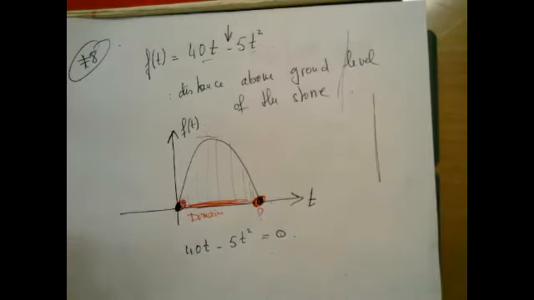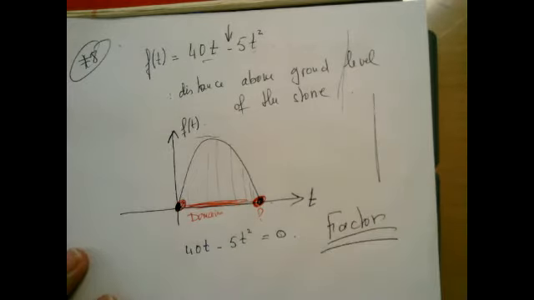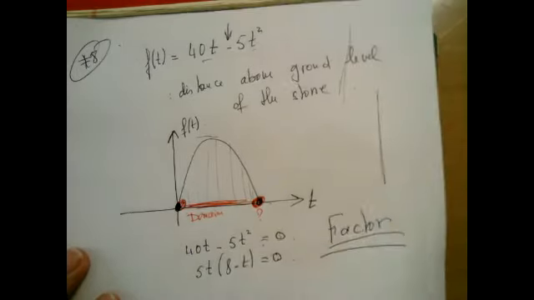Now, we're going to solve a lot in this class. Whenever you have a quadratic, the way to solve is set it equal to 0 and factor. This is already 0, factor, always factor. Now what can I factor here? 5t could be factored easily, and I will be left with 8 minus t equal to 0.